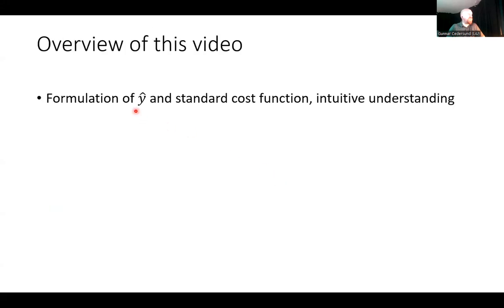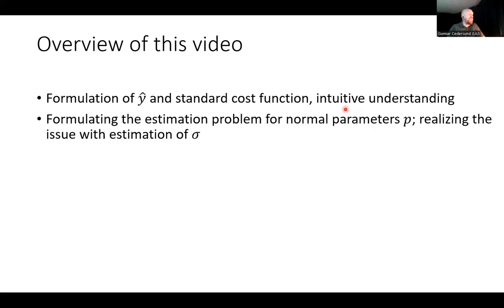So the first thing we'll do is just to formulate y hat and the standard cost function and intuitively understand the different components in that. And once we have the cost function, we can formulate this estimation problem, this argmin type of problem. And we'll see that this is perfectly viable for normal parameters, but we'll also realize that there is an issue if one of the parameters that you want to estimate is the sigma, which is the uncertainty of the measurement data.